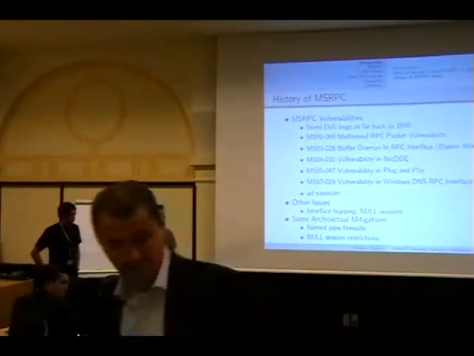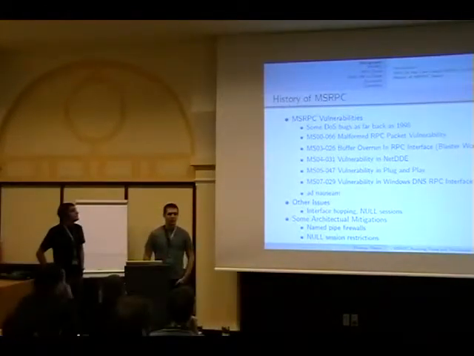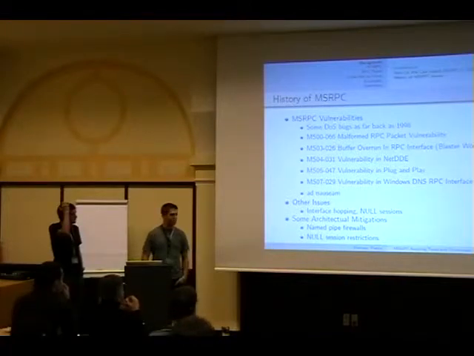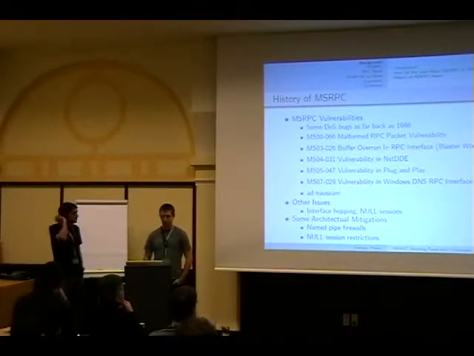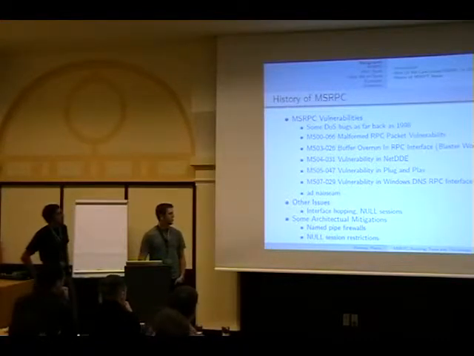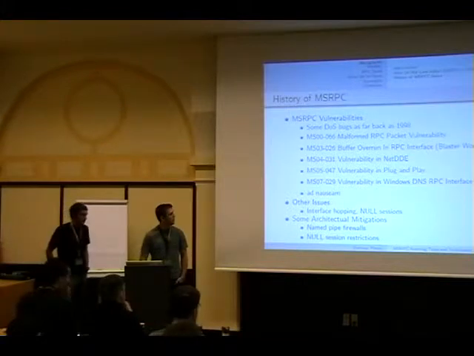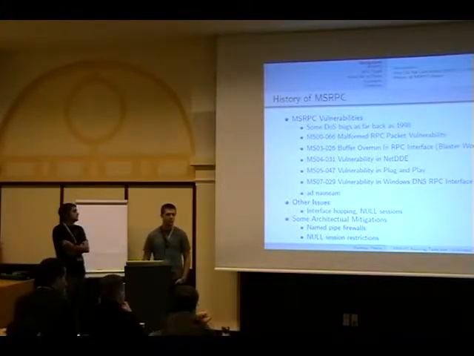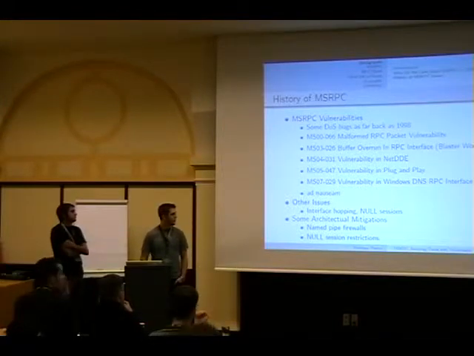So brief history of some of the bugs in RPC. RPC bugs in MSRPC go back as far as 1998. There's DOSes back up until then, and we go all the way currently to vulnerabilities that are still being released nowadays. As you can see, there's just a few on there. Just some of the important ones. You can see the MS03-026, which resulted in the Blaster worm. There are a few other large ones.